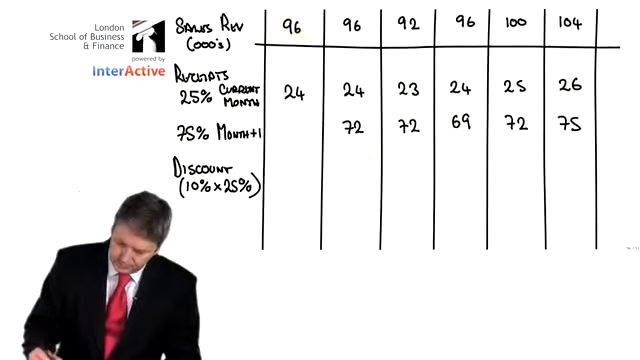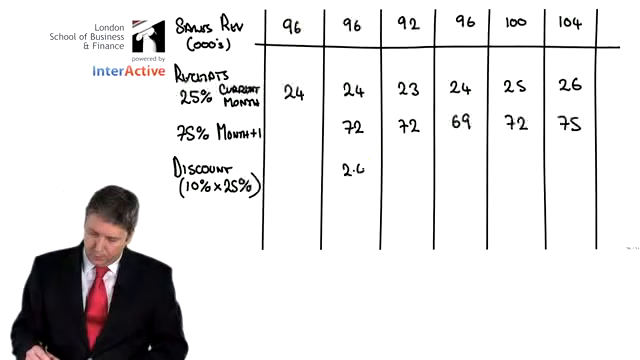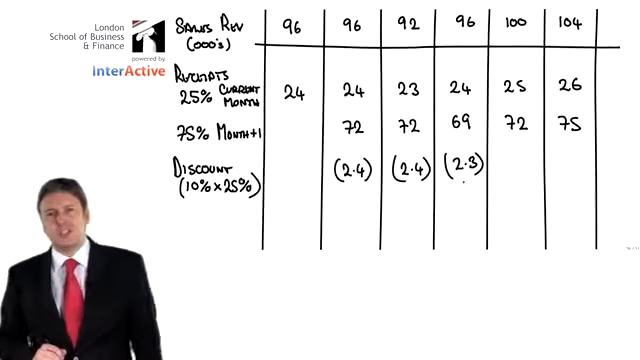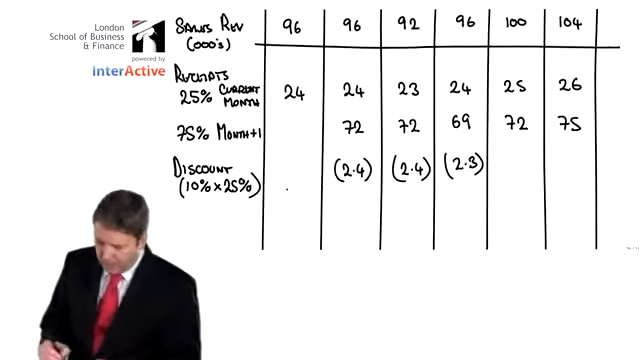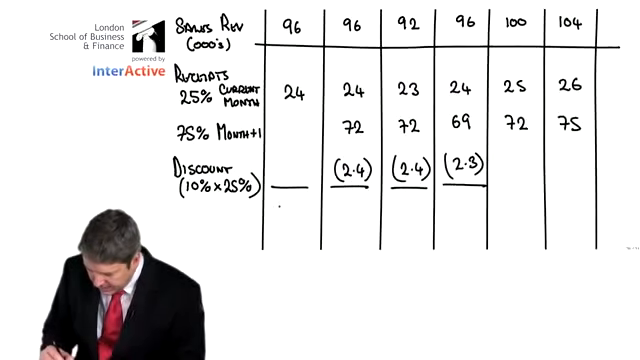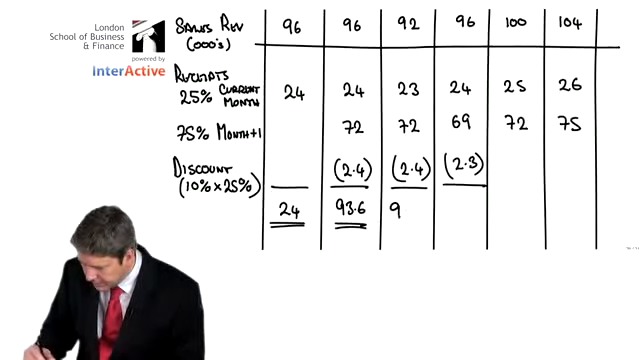So, 2.5% of 96 comes to 2.4. Discount 2.4 and 2.3. I've decided not to do months 5 and 6 because I just don't need them. And hey, presto, abracadabra, I have a key number. I've got our receipts. 24, what does this come to? 93.6, 92.6, and 90.7.